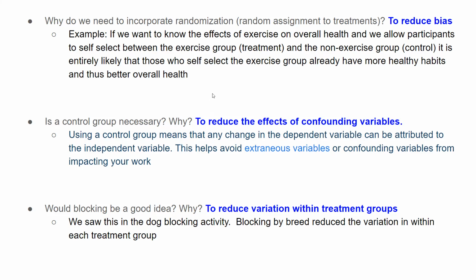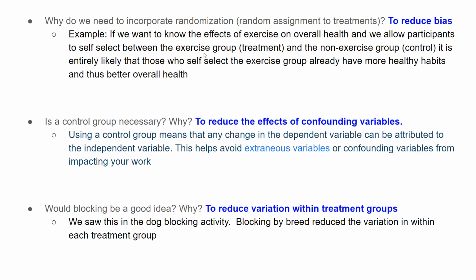A control group helps us reduce the effects of confounding variables. Using a control group means that any change in the dependent variable can be attributed to the independent variable. So, for instance, if we go back to the previous example where we were talking about exercise and non-exercise groups, that non-exercise group would be the control group. And if we didn't have that control group, how would we know whether or not the exercise was actually having an effect on overall health? So again, it's to reduce the effects of confounding variables.